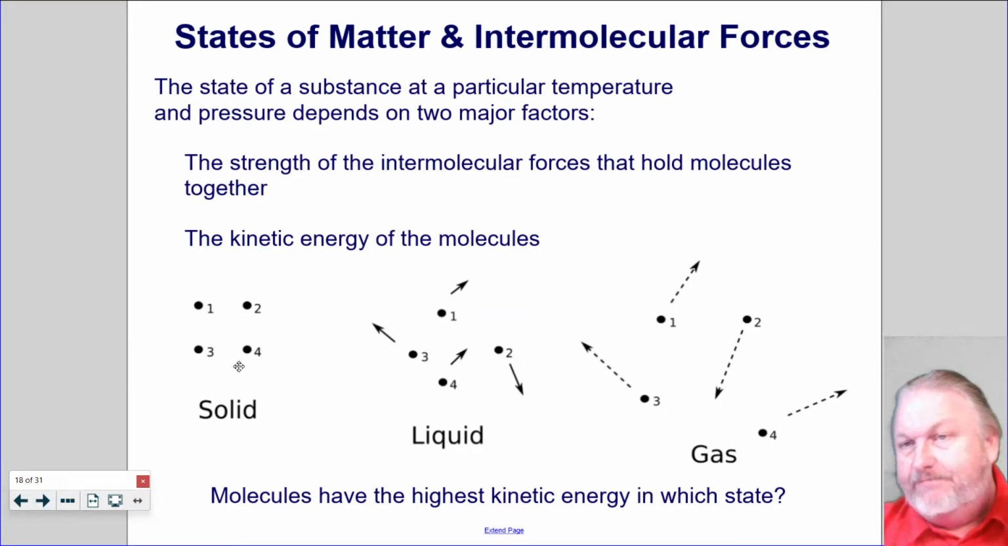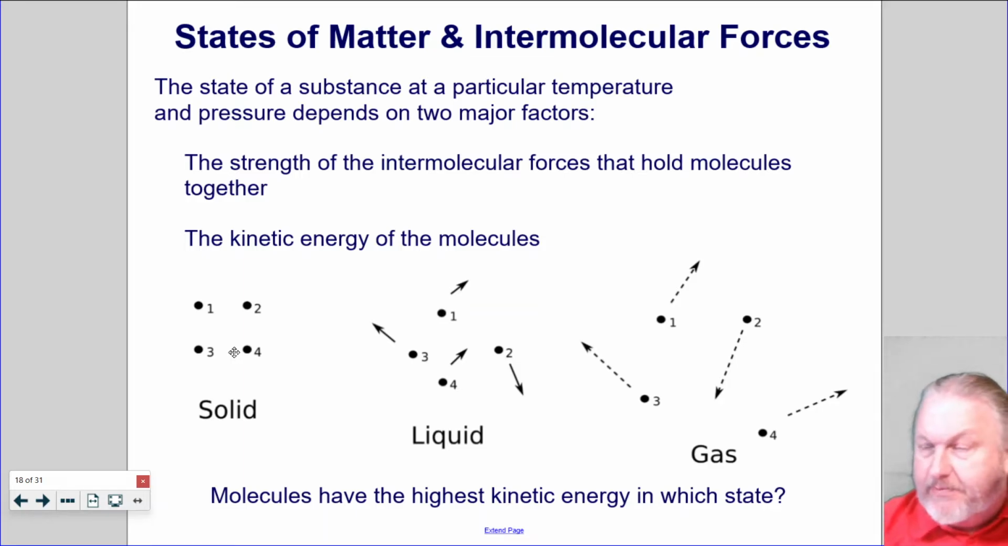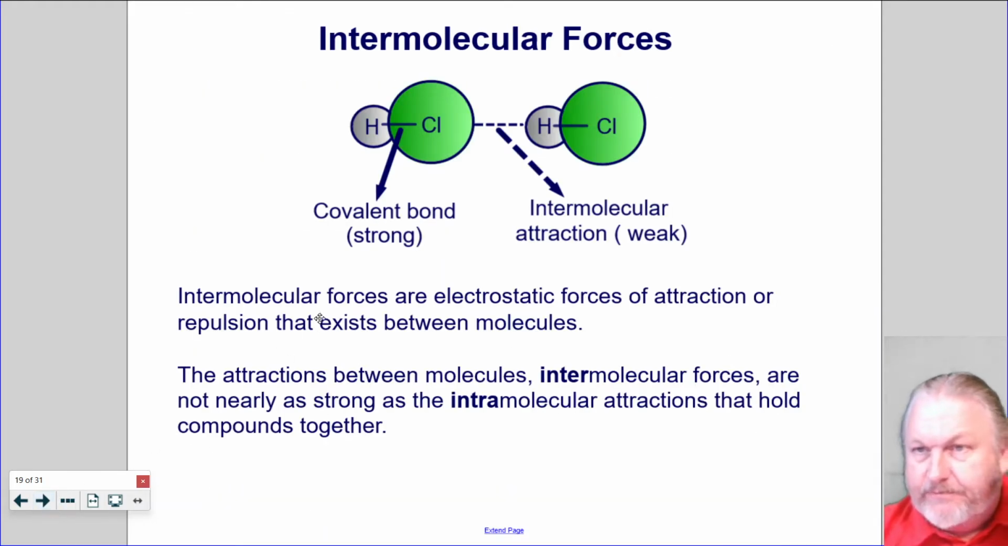Now, a solid, there's not a lot of kinetic energy there. They're in a nice orderly pattern. In a liquid, the molecules can move about. In a gas, they're moving everywhere. They're bouncing against the sides of the container, against each other. They're just moving around freely in space. So which of these would have the highest kinetic energy? Of course, that would be gas because they're constantly moving. They're moving quickly, so they've got a lot of energy there.